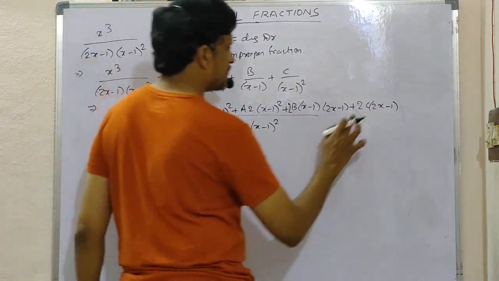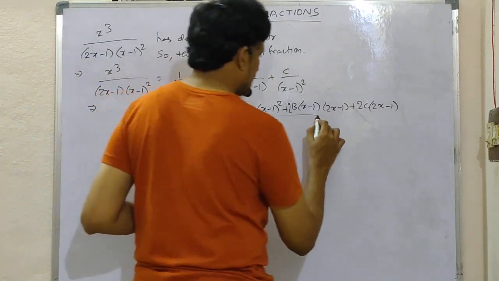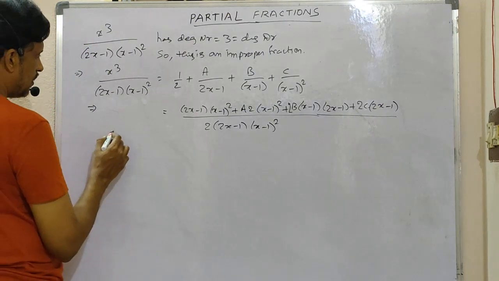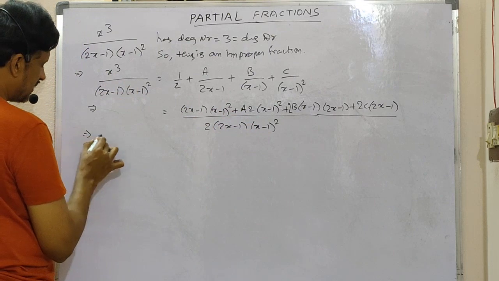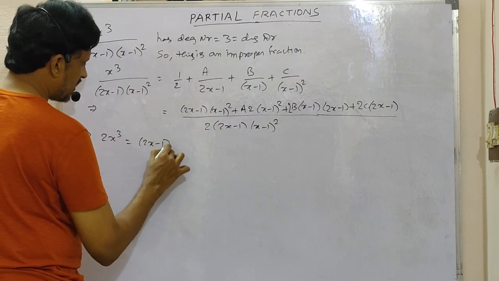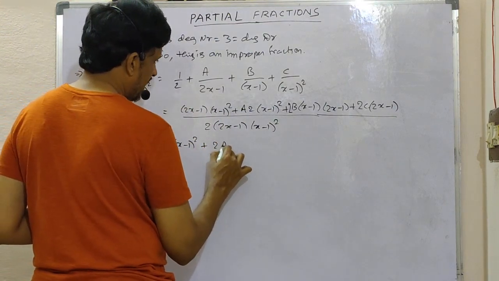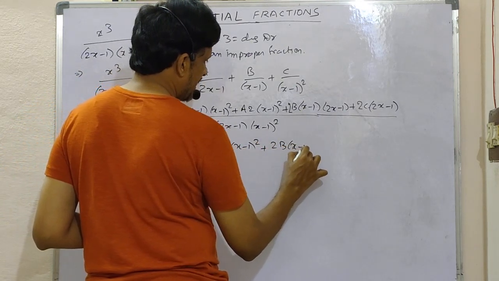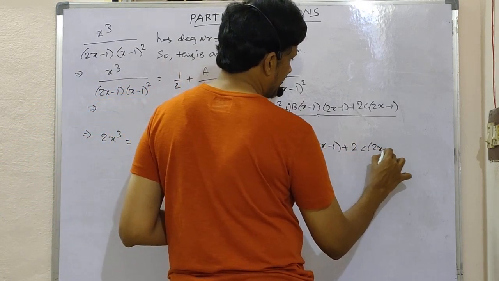To C into 2x minus 1. This is, by taking LCM we will get this one. Now the denominators get cancelled, but we are left with 2, so write the 2 here. Then 2x cube is equal to this one, (2x minus 1) into (x minus 1) whole square plus 2 into A into (x minus 1) whole square plus 2 into B into (x minus 1) into (2x minus 1) plus 2 into C into (2x minus 1).